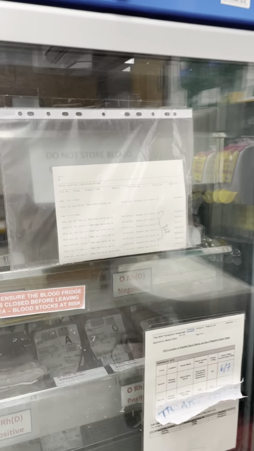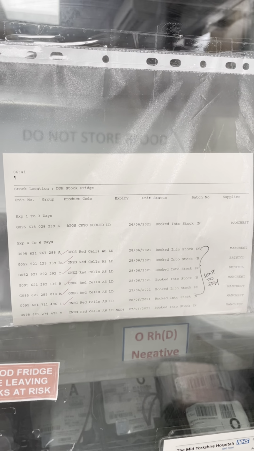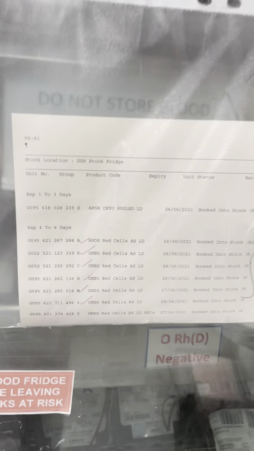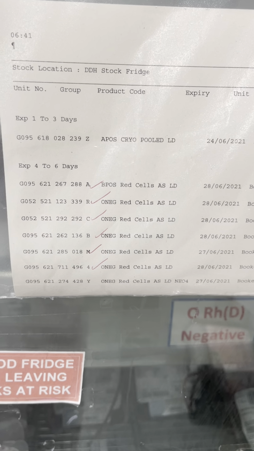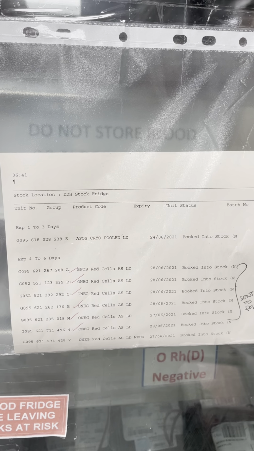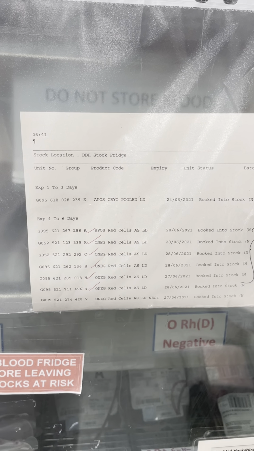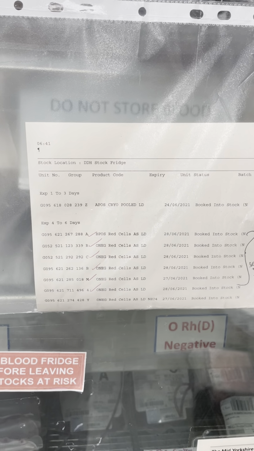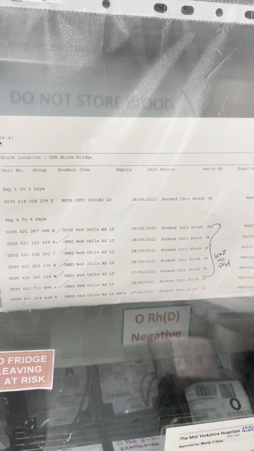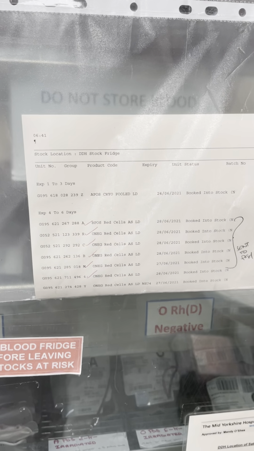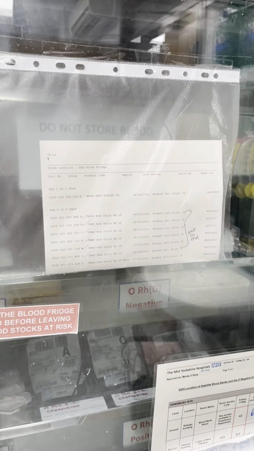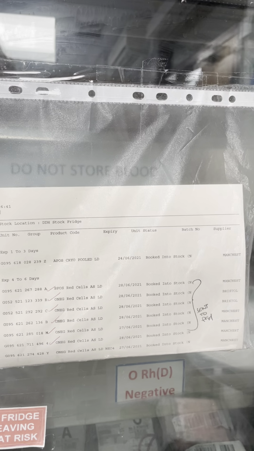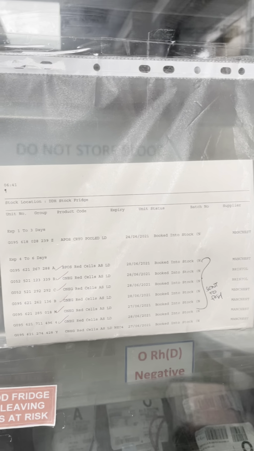On the front of the fridge here, we'll also do a print out of what is expiring. As you can see, expiry in the next 1 to 2 days, we've got some platelets, and then underneath we've got expiry of 4 to 6 days. This is just to bring it to people's attention to keep an eye on it, and once it gets down to 3 days, we can either send our stock over to Pinders for them to use there, or, like I said earlier, it just brings to our attention that we need to use those units first.